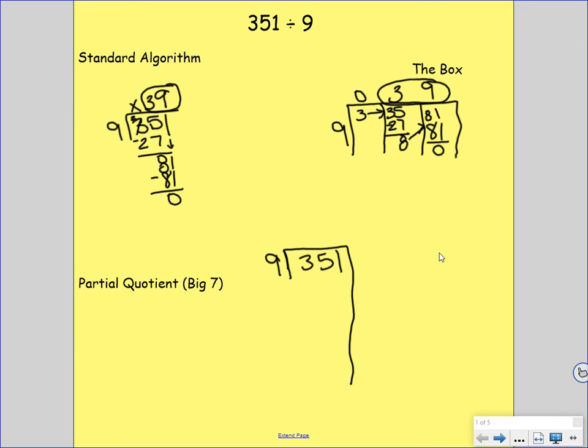Now, the way the big 7 works is your goal is to turn 9 into 351. So I come over here and I do something simple like 9 times 1.